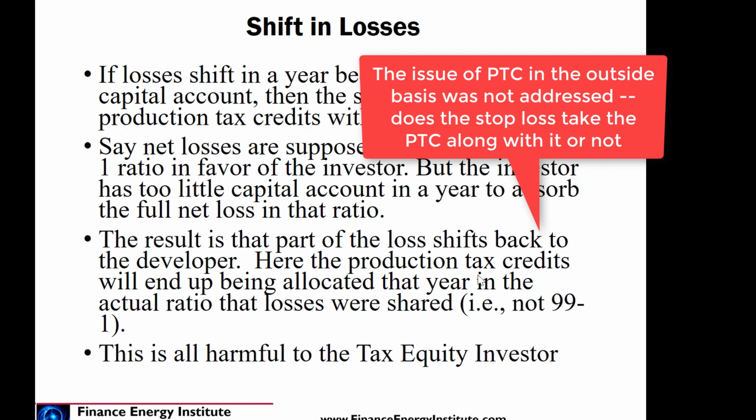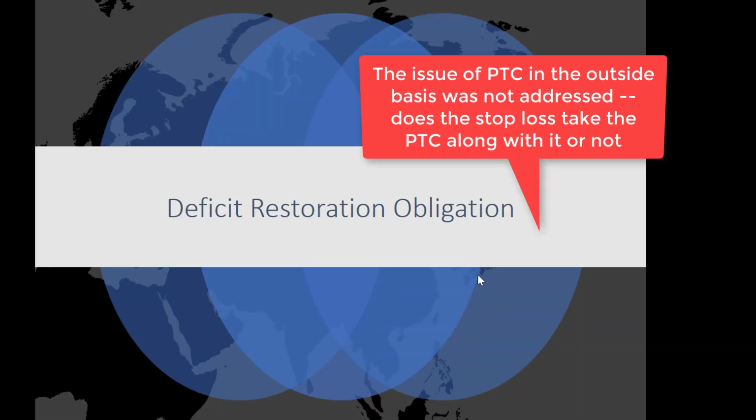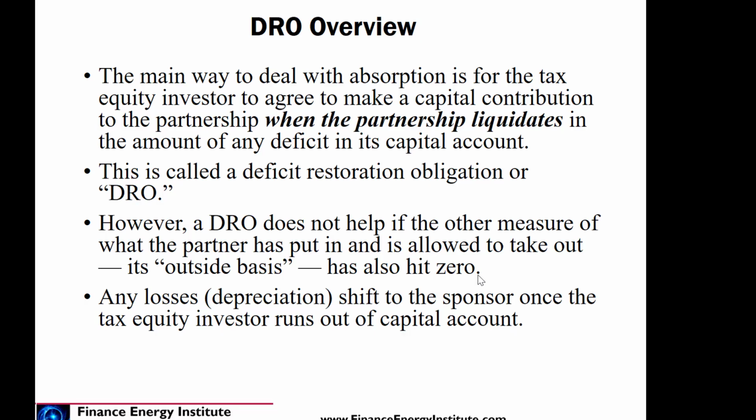So that can be very, very painful. Now then you have this horrible deficit restoration obligation, DRO. Everybody says DRO, DRO, DRO. What is it? It says the main way to deal with an absorption is for the tax investor to agree to make a capital contribution when the partnership liquidates.